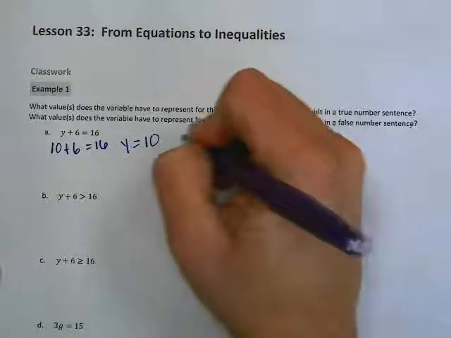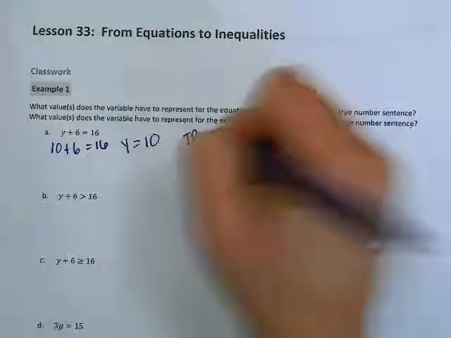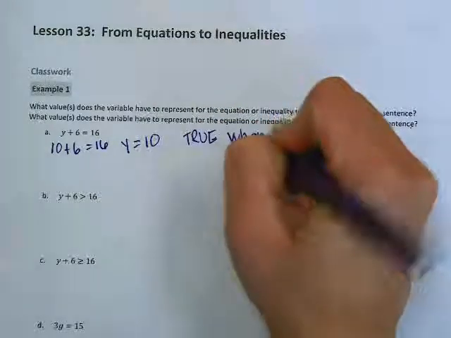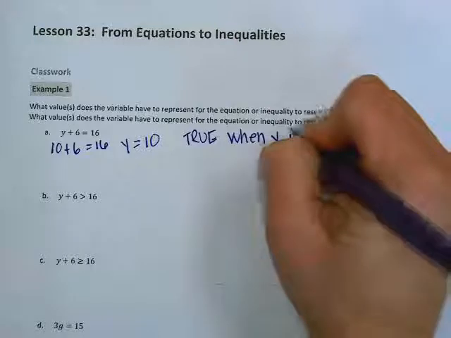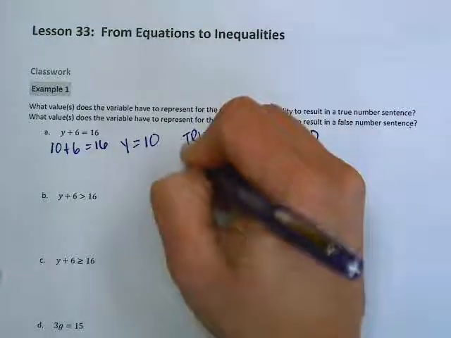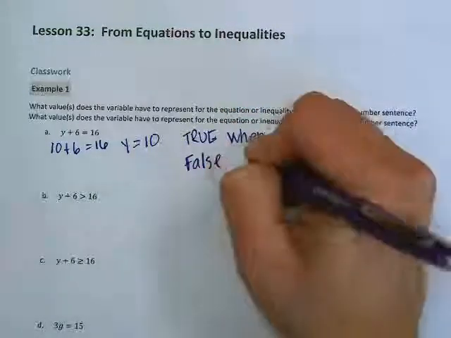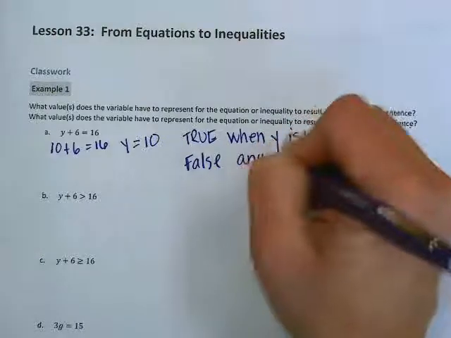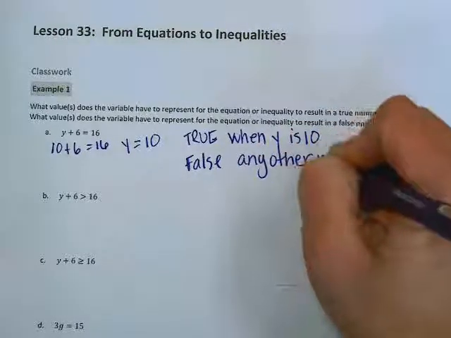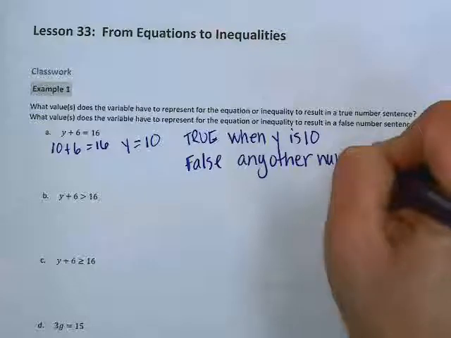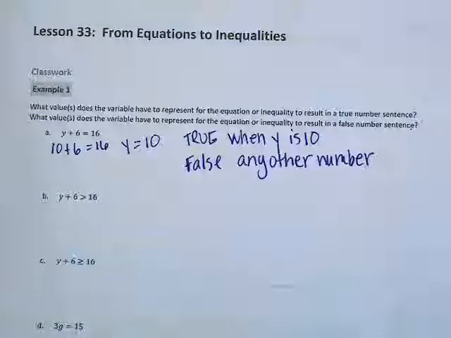So we say true when y is 10. False is any other number. There is not another number that is going to make that number sentence true. It would only be true when y is 10.